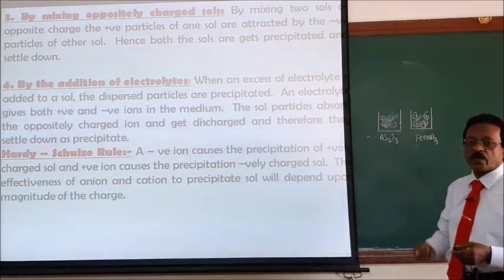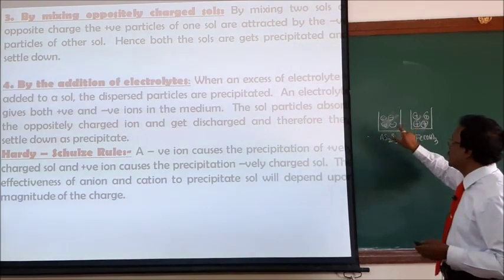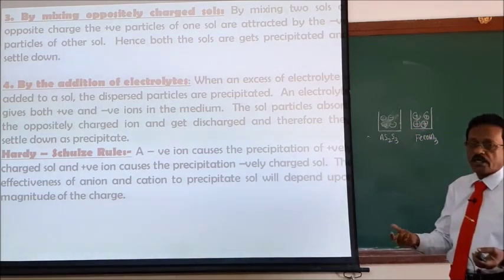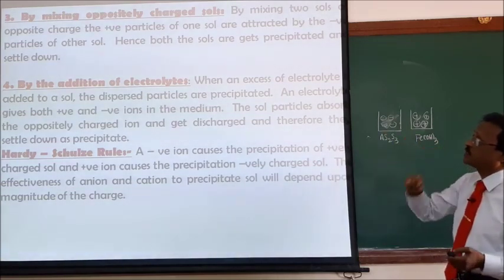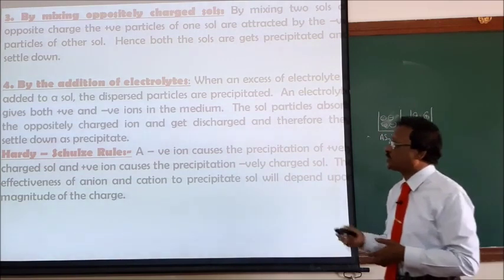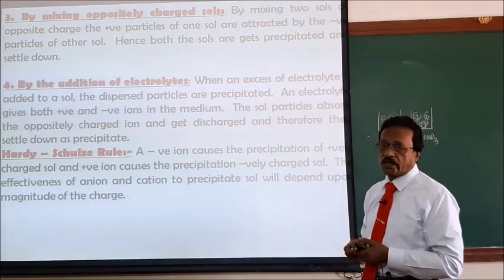So you can also bring about coagulation, because they carry only one type of charge: one is negative and the other is positive. When mixed together in equal volume, the charges get neutralized, and coagulation occurs by mixing equal volumes of two oppositely charged salts. The most important method is by addition of an electrolyte. By addition of an electrolyte, we can bring about coagulation.